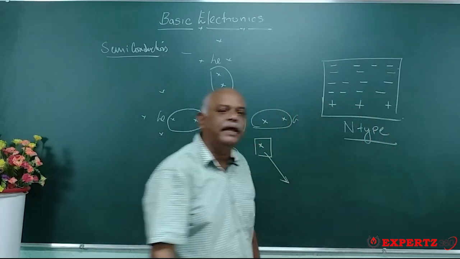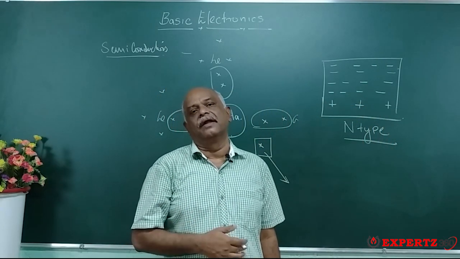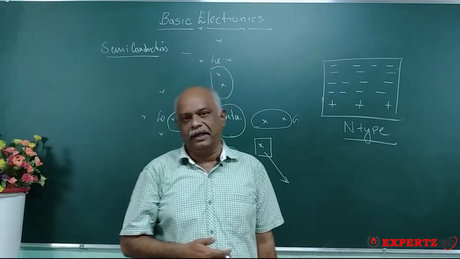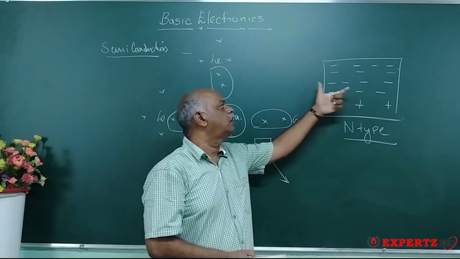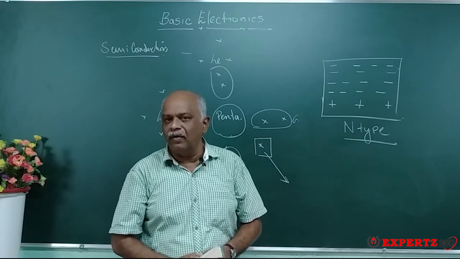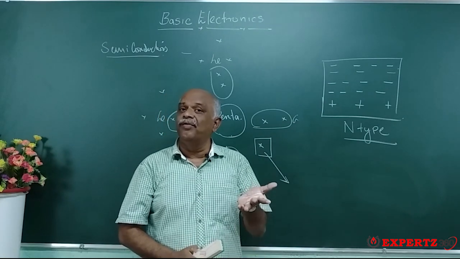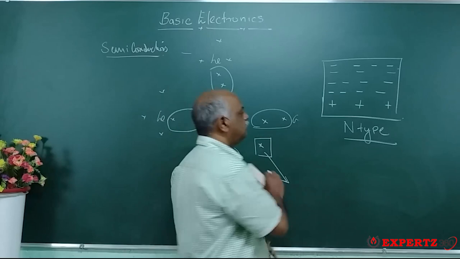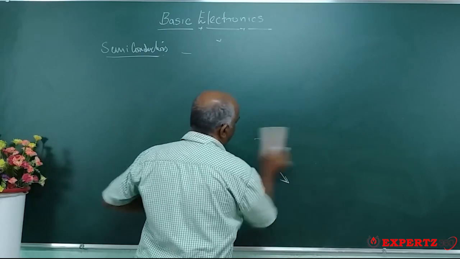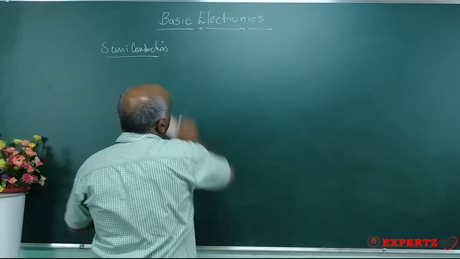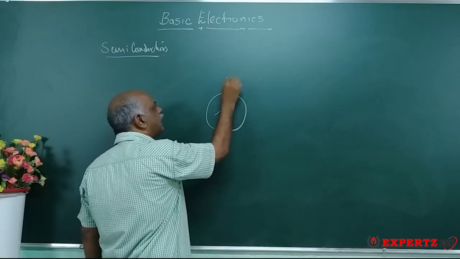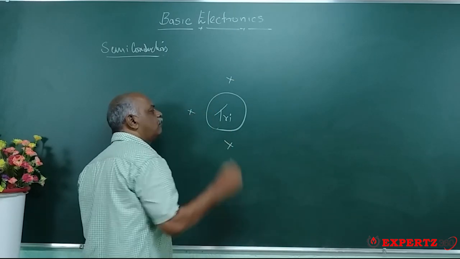So what do you mean by N-type material? When an intrinsic semiconductor is doped with a pentavalent atom, we get an N-type material. In an N-type material, the majority carriers are electrons and the minority carriers are the holes. Clear? Now, I can increase the number of holes so that I can increase the flow of current. So let me go for a trivalent atom. Trivalent atom means the outermost orbit consists of 3 electrons.